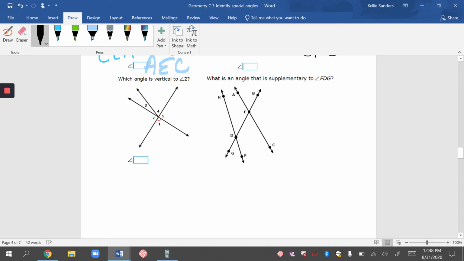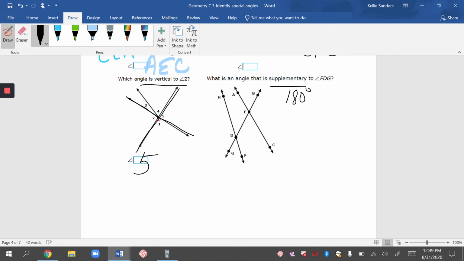Which angle is vertical to angle 2? Here's angle 2. Vertical means opposite. So angle 5. I like it when they have the numbers. It's a whole lot easier.